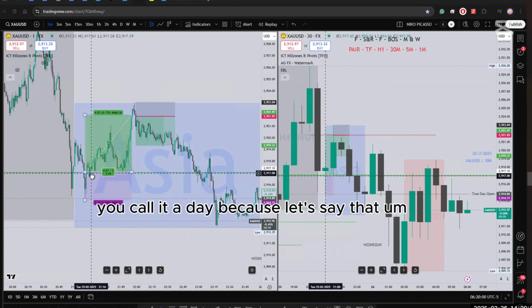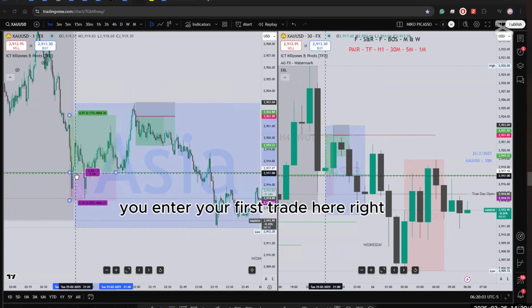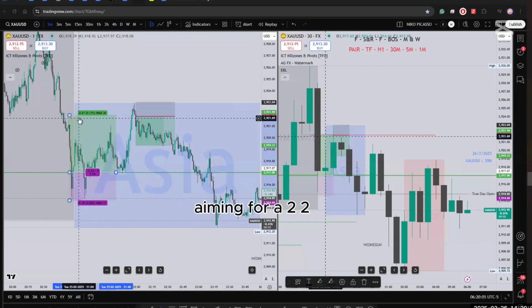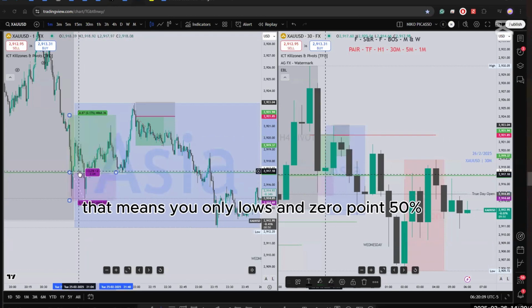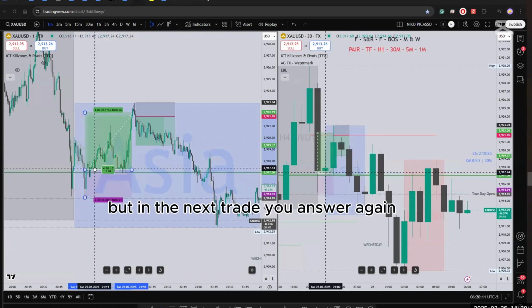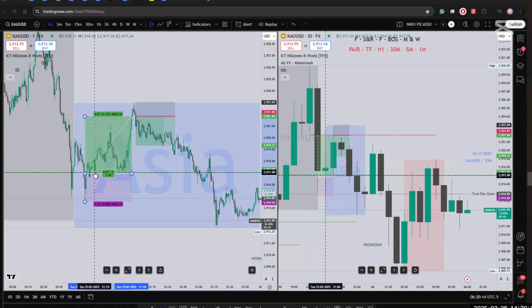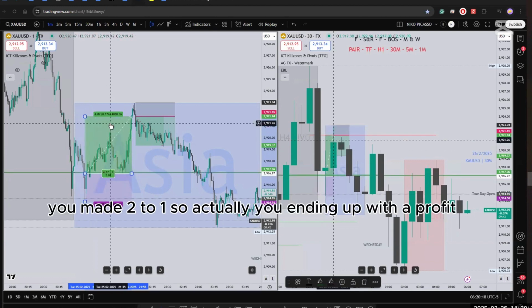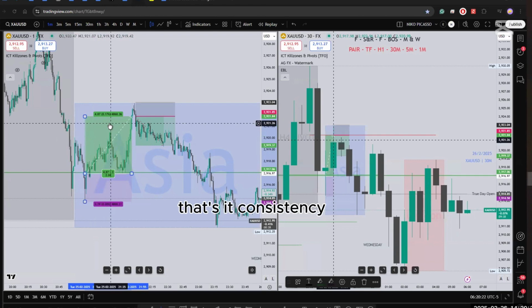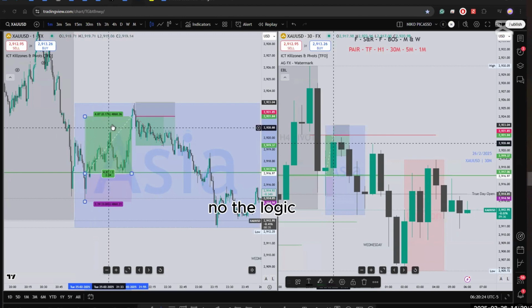Because let's say that you enter your first trade here, aiming for a 2 to 1, and then the market comes and hits your stop loss. That means you only lose 0.50%. But in the next trade, you enter again, and now you made 2 to 1. So actually you end up with a profit, right? And you call it a day. That's it. Consistency.